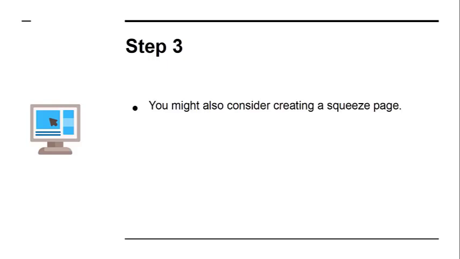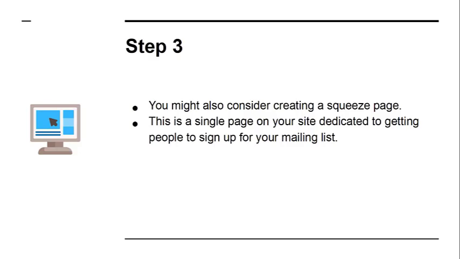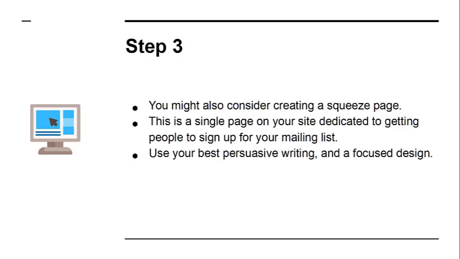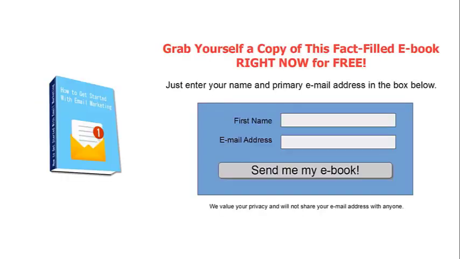Step 3. You might also consider creating a squeeze page. This is a single page on your site dedicated to getting people to sign up for your mailing list. Use your best persuasive writing and a focused design. You might also consider making an incentive or a lead magnet to go here. This is something like a free ebook that they will receive in exchange for signing up.